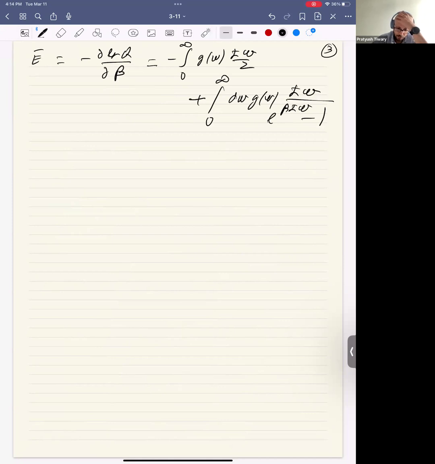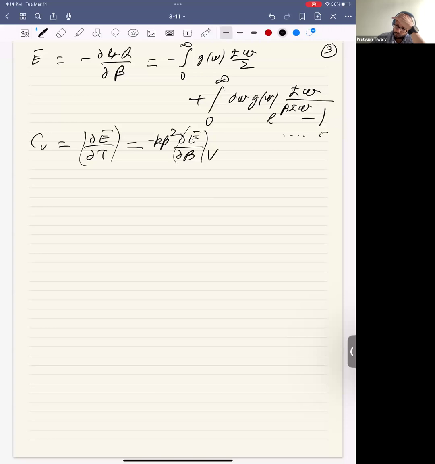Okay. Now we have our expression for E bar. We need CV. What is CV? CV is partial E bar by partial T. But what we have really hanging over here is beta, right? So this can be changed into partial E bar over partial beta, and you are left with minus K beta square, right? At constant volume. This is what we are going to work with. Let's call this equation number 5.